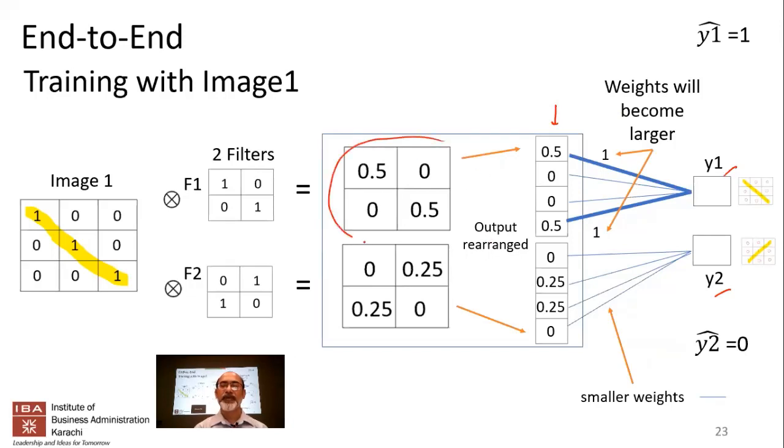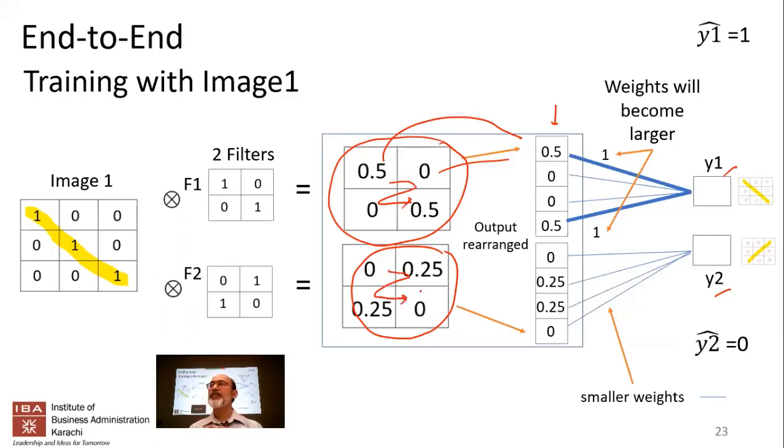We have 4 outputs from this filter, and 4 outputs from this filter. We're going to stretch them out and make them linear. How are we going to do this? We put this over here, 0.5, then 0, so we basically go like this. Now you have 4 outputs from each of the filters, so a total of 8 outputs, arranged serially, linearly. So you have 0.5, 0, 0, 0.5. In this particular example, when image 1 is given, you have 0, 0.25, 0.25, and 0. So far, so good. This is the output that we're getting.